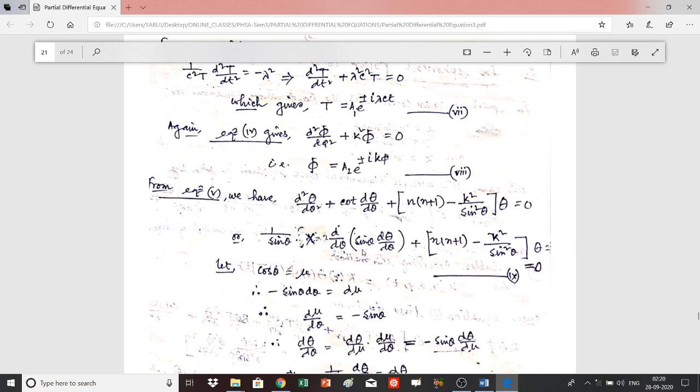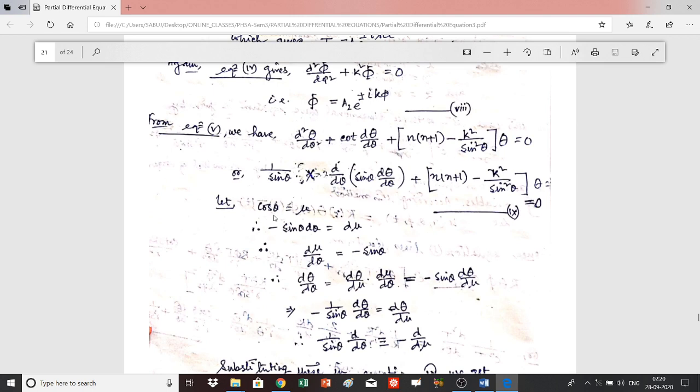And from here, you can write this relation. Okay, fine. And then cos theta is equal to mu here. Just substitute cos theta is equal to mu. Then minus sin theta cos theta, differentiation of this will give you minus sin theta dθ is equal to d mu. Or from here, d mu by dθ is equal to minus sin theta. So dθ by d small theta can be written as d capital theta by d mu into d mu by dθ. That will provide you minus sin theta d theta by d mu.